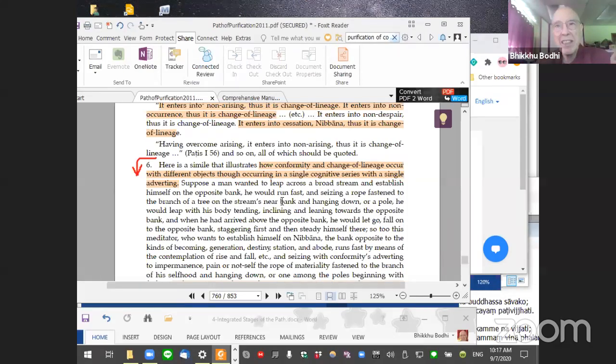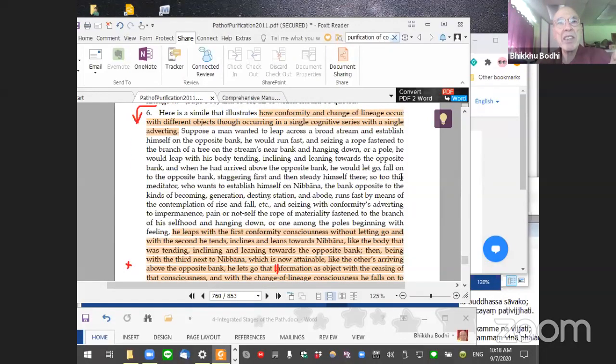So he runs fast, then he grabs hold of a rope fastened to the branch of a tree on the near bank of the stream. And then he grabs hold of that rope, and he jumps across with his body moving towards the opposite bank. And when he arrives above the opposite bank, he lets go of the rope and falls on the opposite bank, staggering first, but then he steadies himself there. Okay, so this is like a meditator who wants to establish himself on Nibbana, which is the far shore of the process of samsara.